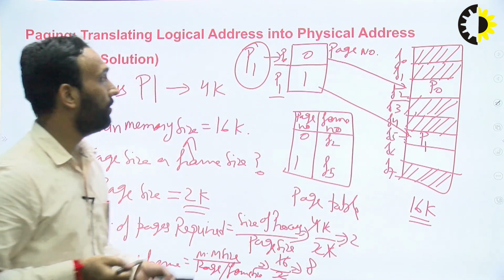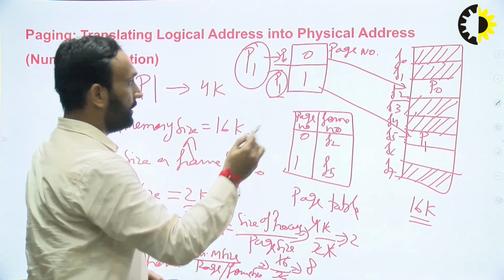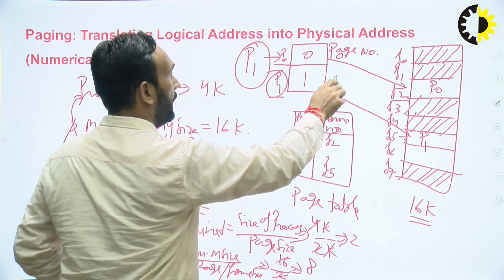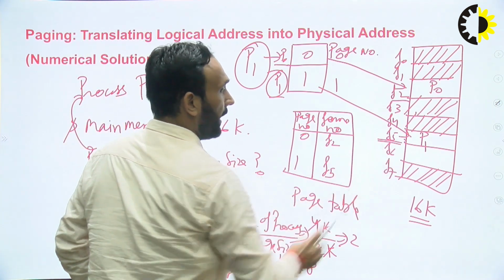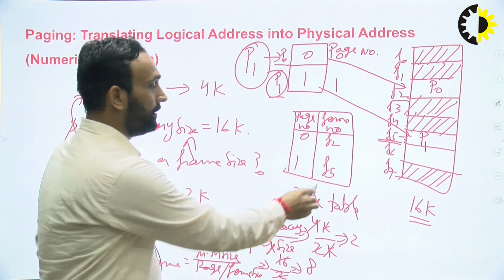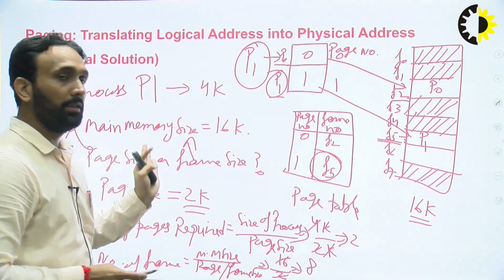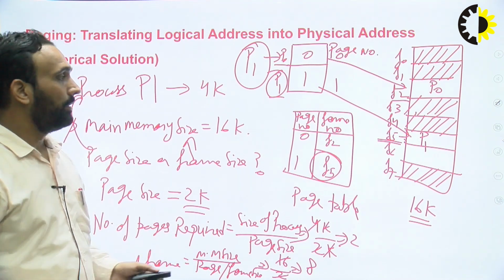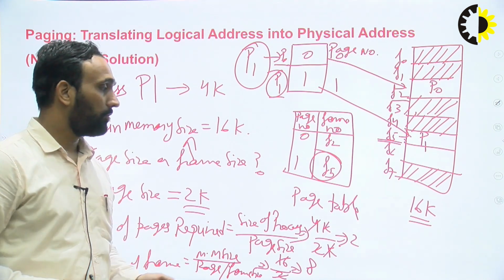So when we call, for example, page number 1, it will be converted and identified at the specific location, frame number 5, and it will return the data to the CPU. It is a detailed example of paging. Hopefully it will be easy to understand for all of you.